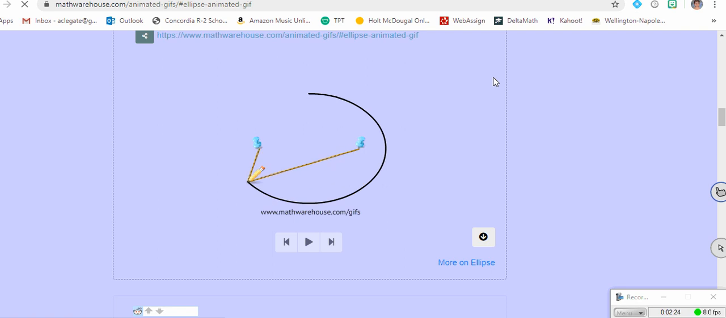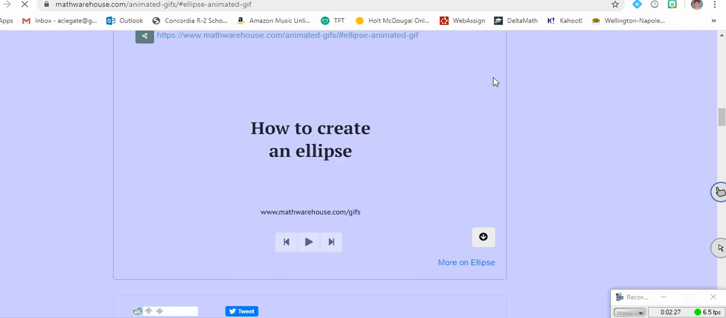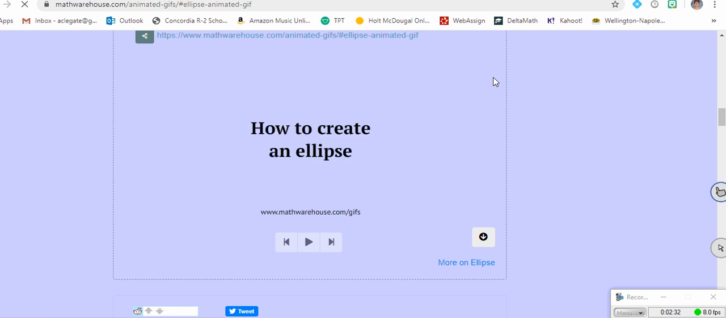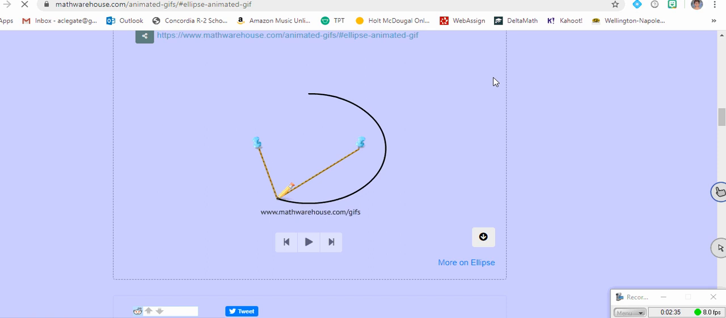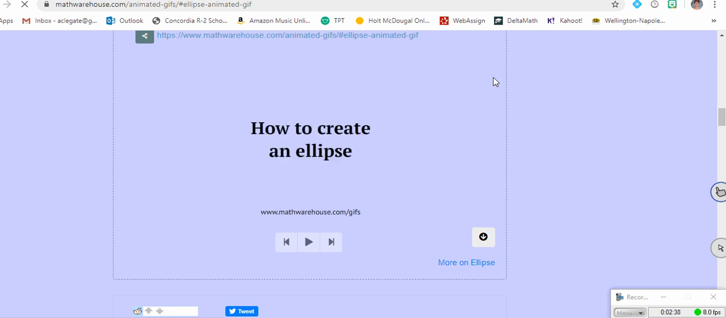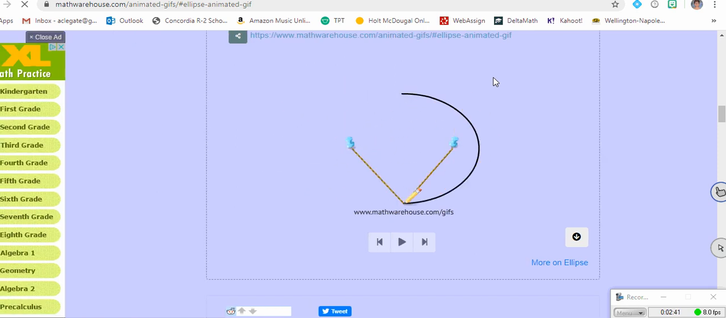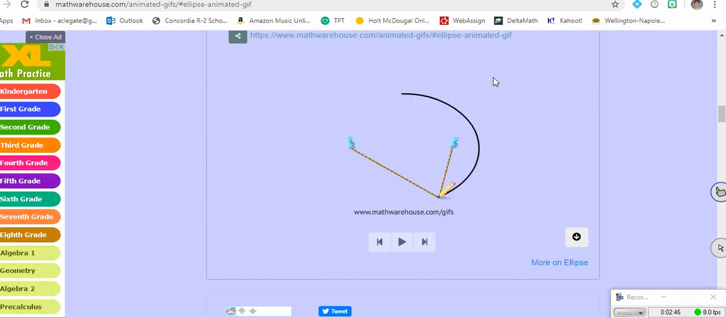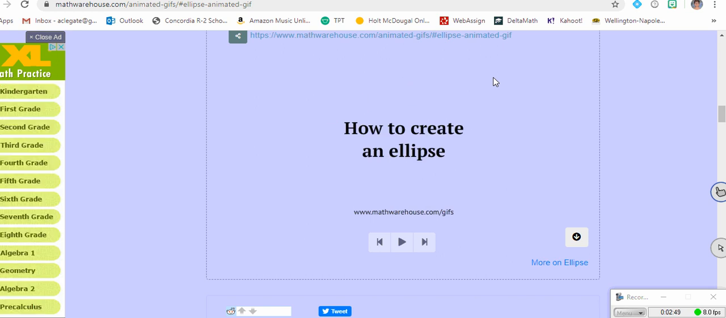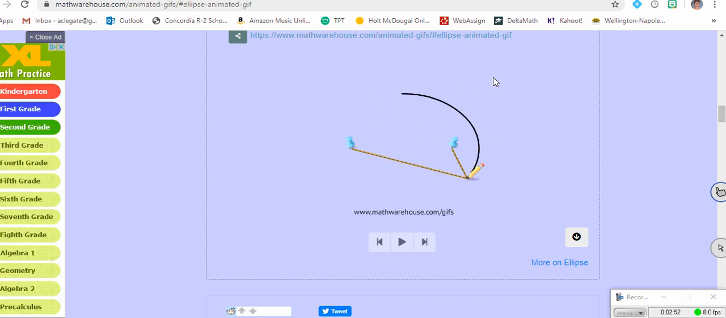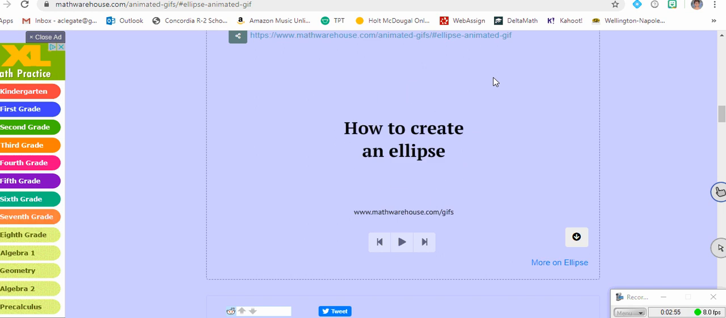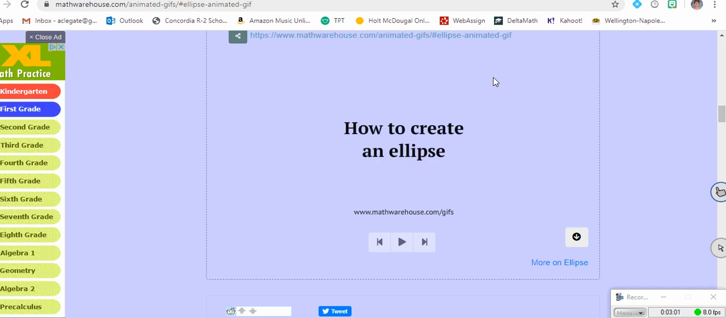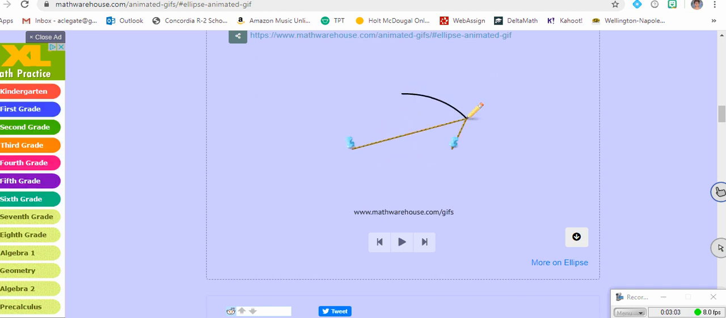So here's what it looks like. If we had a string of set length that was tacked on the two foci points, and we use this pencil, you can see it going around and around. That's how we create an ellipse. All the points around come from a set distance between the two foci. That string length between the two foci points does not change. So if we used a pencil and went around, that's where we get an ellipse. I hope that helped. I liked that little GIF.